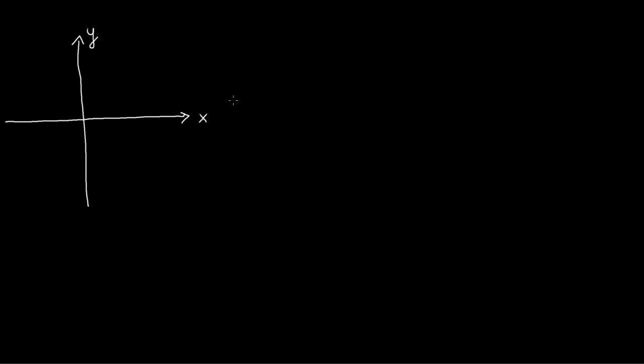Now, a little bit of terminology. These two arrows right here are what we call an axis. An axis is something that helps us determine where a point is. You need two of them to make a coordinate system.